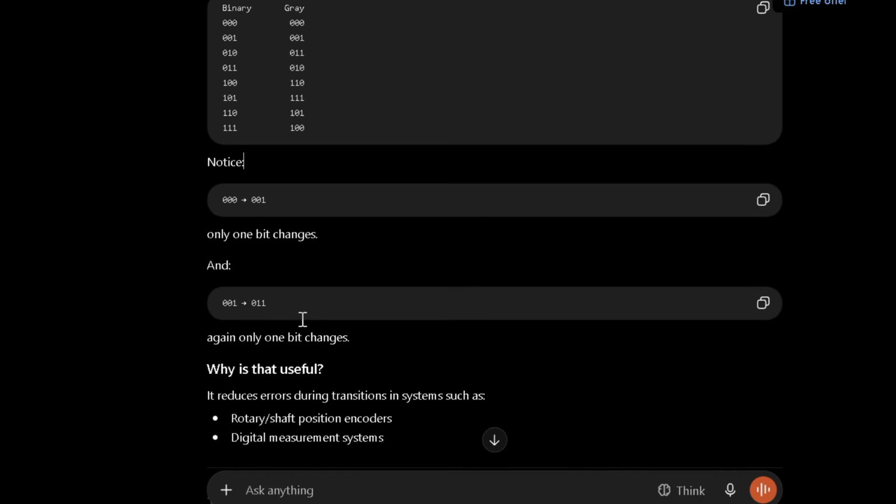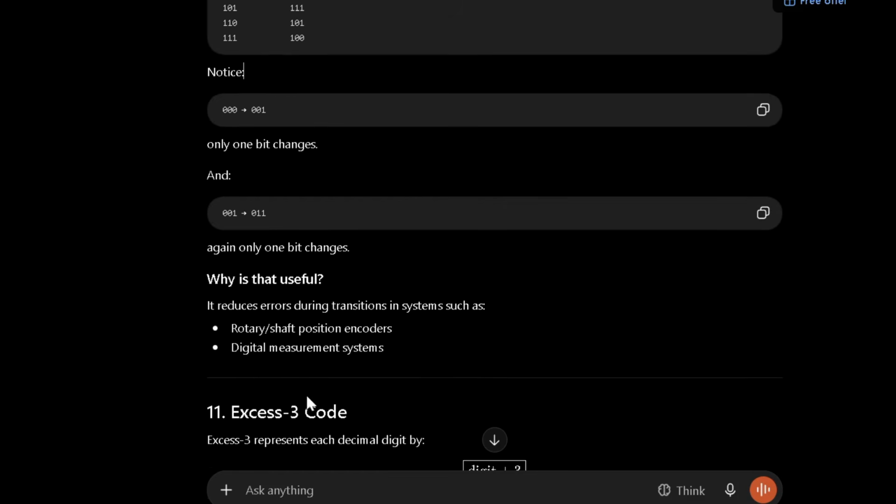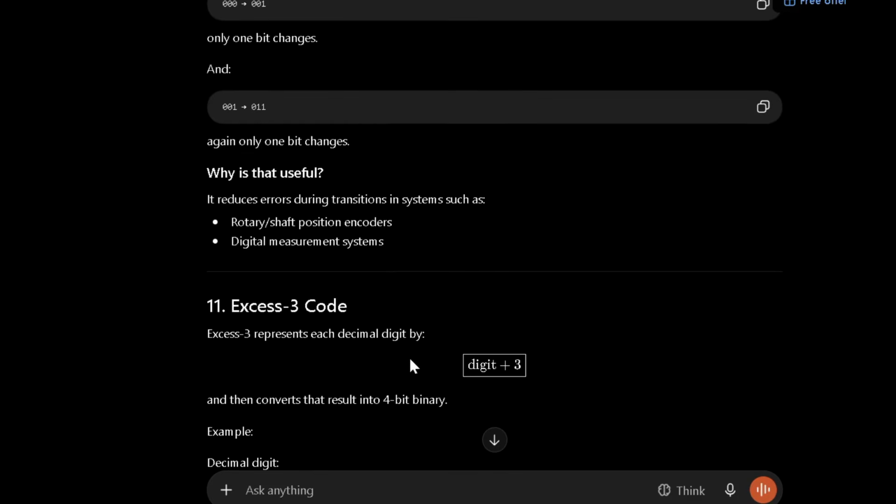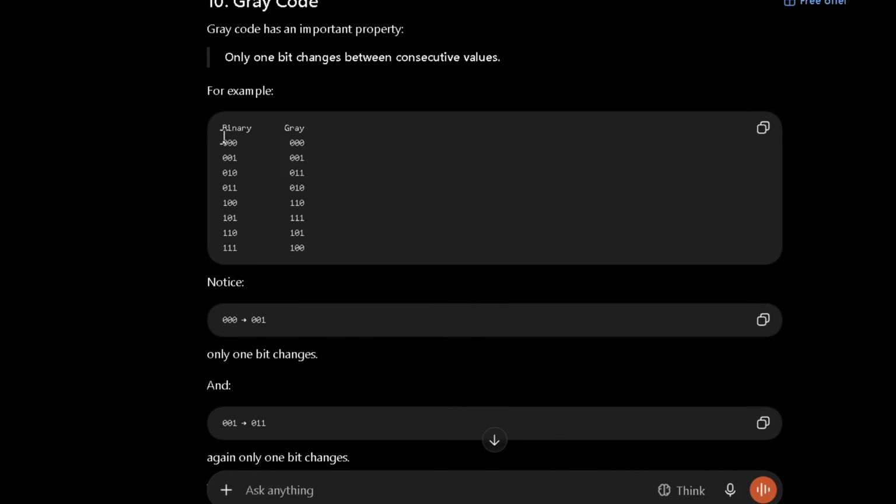Why is that useful? It reduces errors during transitions in systems such as rotary shaft position encoders and digital measurement systems. So in binary, we say 000, and in Gray code, it is 000. In binary, we say 001, in Gray code it's 001. In binary, this is 2, in Gray code, this is 2. In binary, this is 3, in Gray code, this is 3.